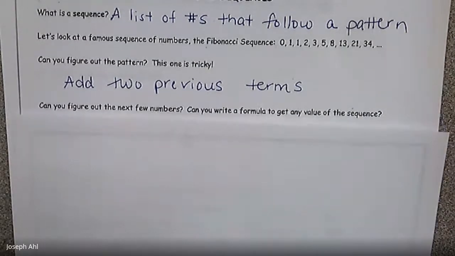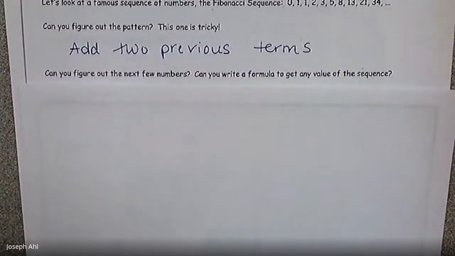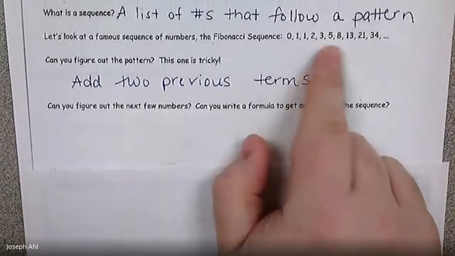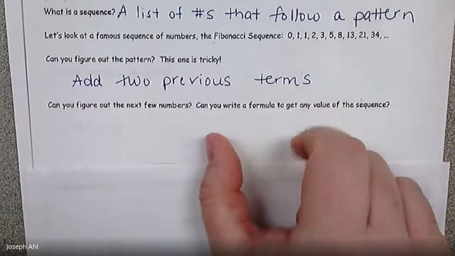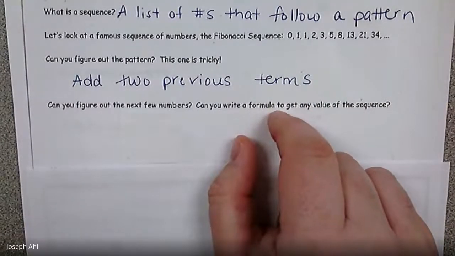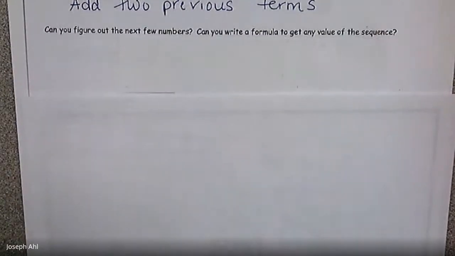But can you write a formula to get any value of the sequence? That might take us a little bit longer to get used to if we don't remember notations and things like that for sequences. So I'm going to leave that part blank for now. But we're going to come back to this question by the end of class to see, can we come up with a way to define a sequence such that I can find other terms in the sequence using a specific formula. Let's get right into then, how do we define sequences and some notations.